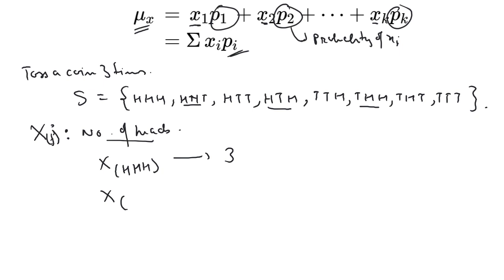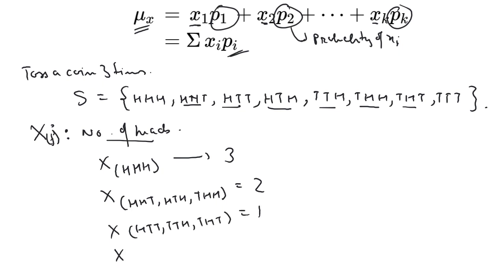So for these three, HHT, HTH, and THH, the value of X is 2. Then the value of X is 1 in this one, this one, and this one. So HTT, TTH, and THT have value 1, and if I take X of TTT, it's 0. So I get a random variable of varying possibilities. I have different numbers now here.